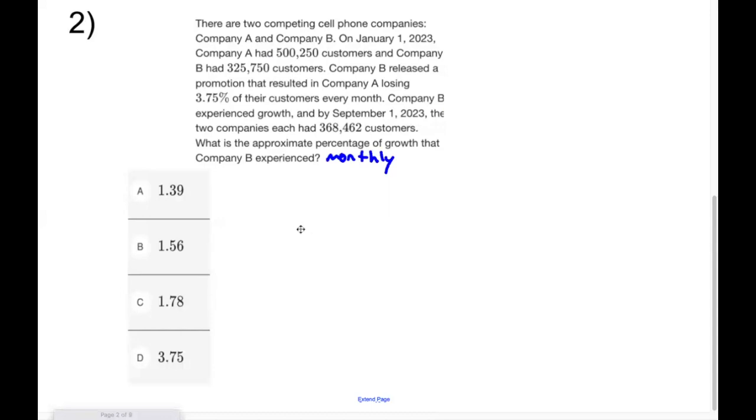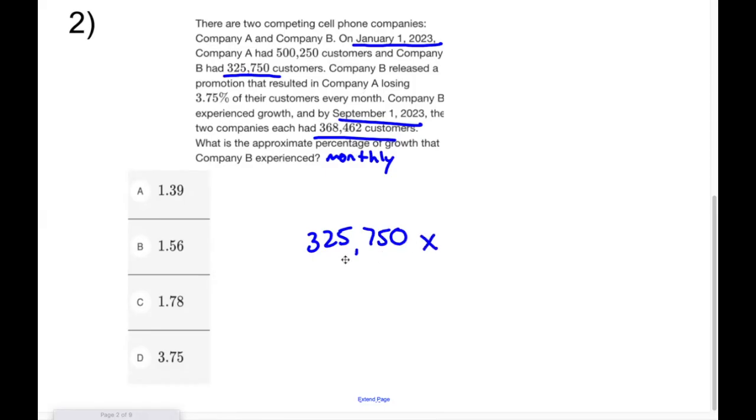Also, if they want company B, let's just look at company B. In January, company B had this many customers, and we're going to ignore company A for now. And then in September, it had this many customers. So it started with 325,750 customers. And then each month we multiplied it by some value. I'll go over that in a second.